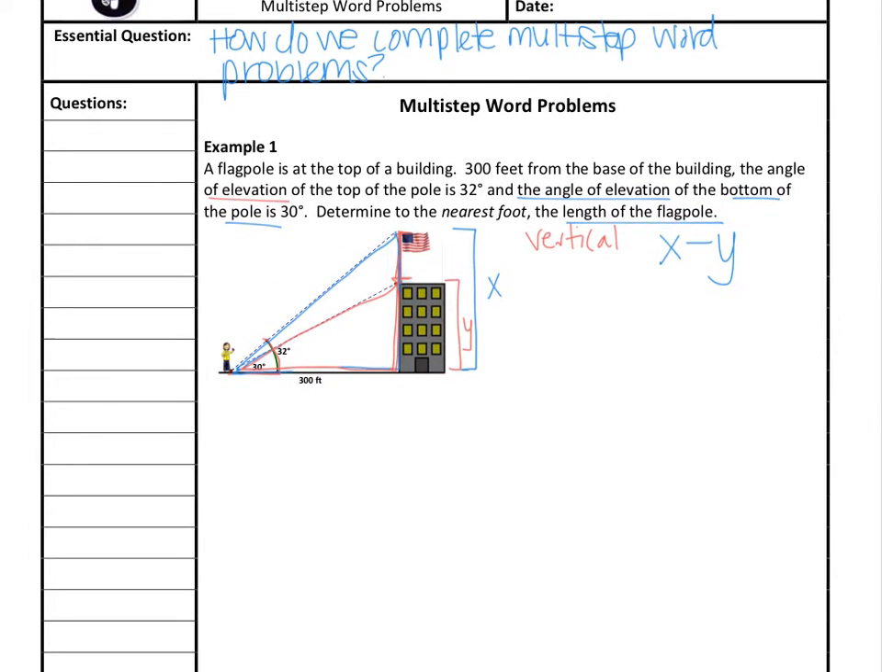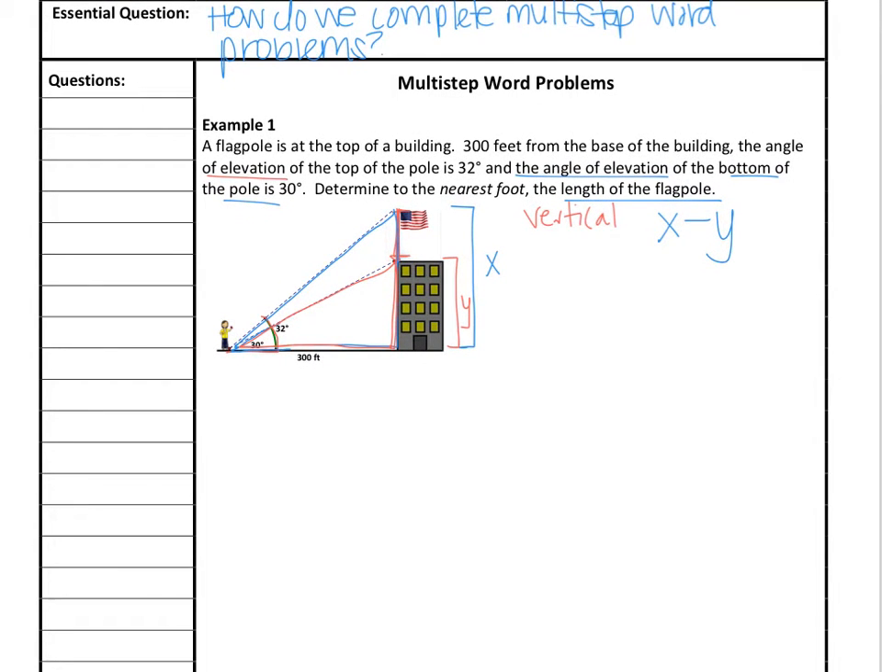Multi-step means there's more than one step. And so what we're going to do is separate and redraw the pictures.